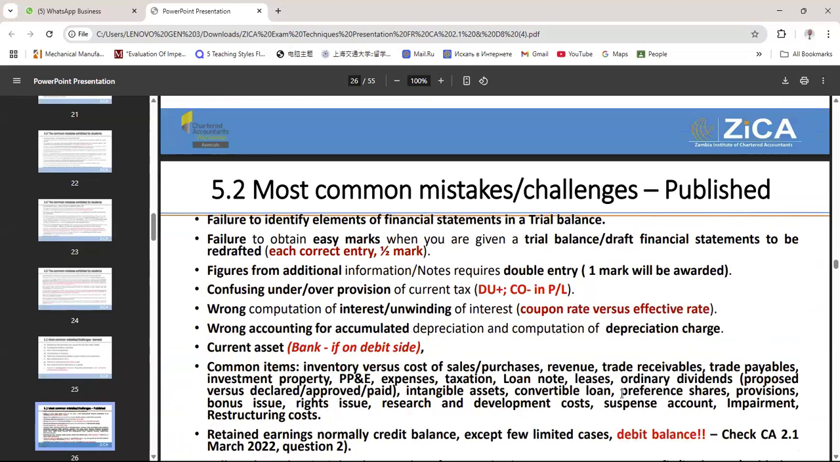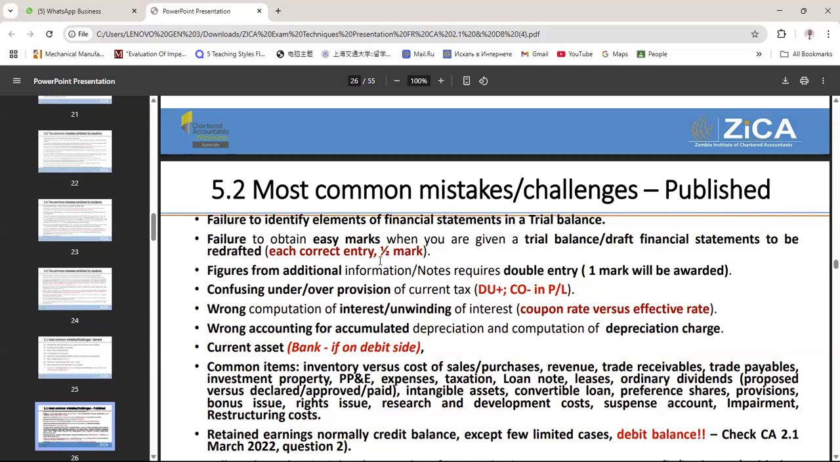Published accounts, the common mistake is to fail to distinguish between them. So they will give you a trial balance. Then the key message I've told you: when they are marking your exam, every correct entry is half a mark. I'm giving you a leakage. If published accounts will come, there will be payables. Take them under current liabilities. There will be receivables. Take them under current assets.